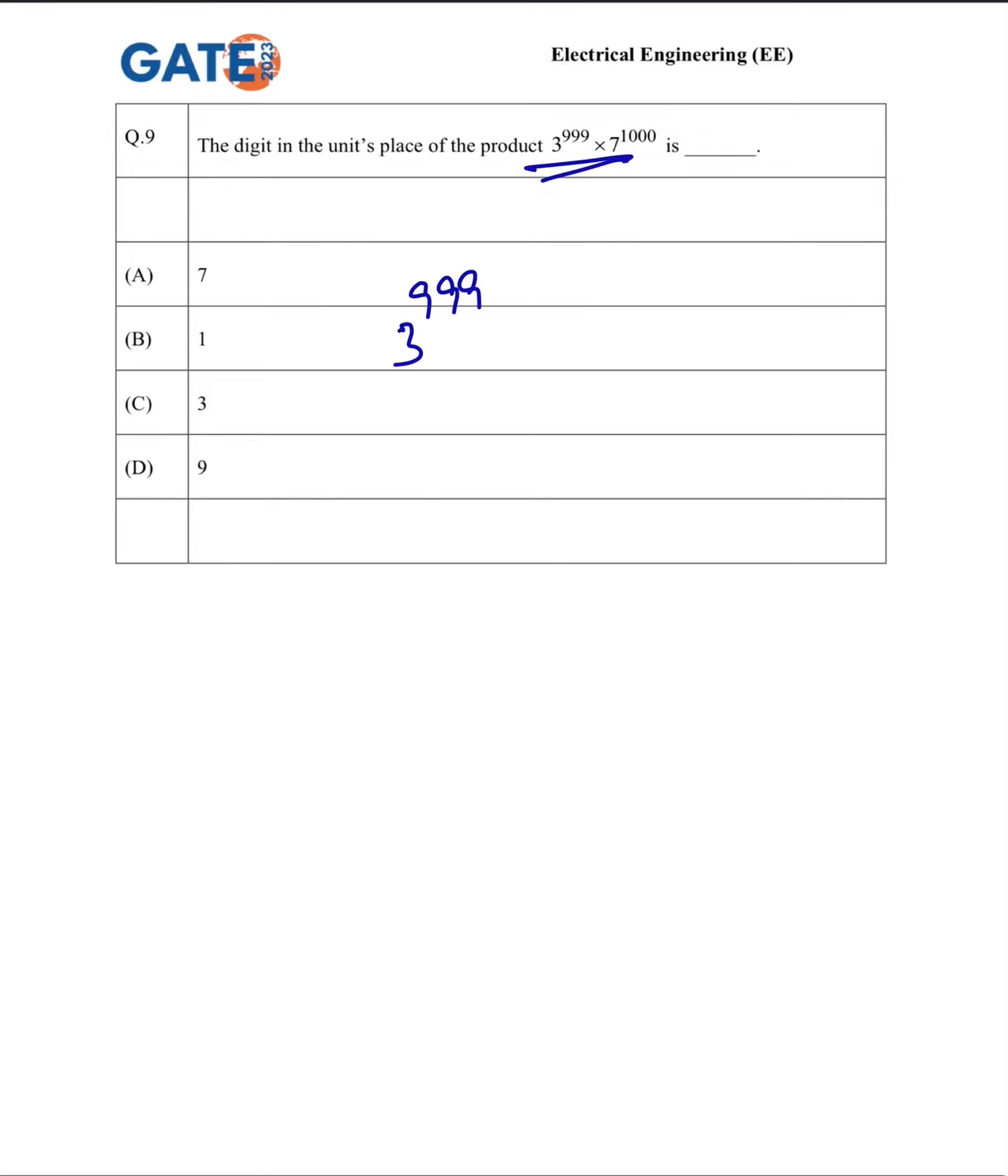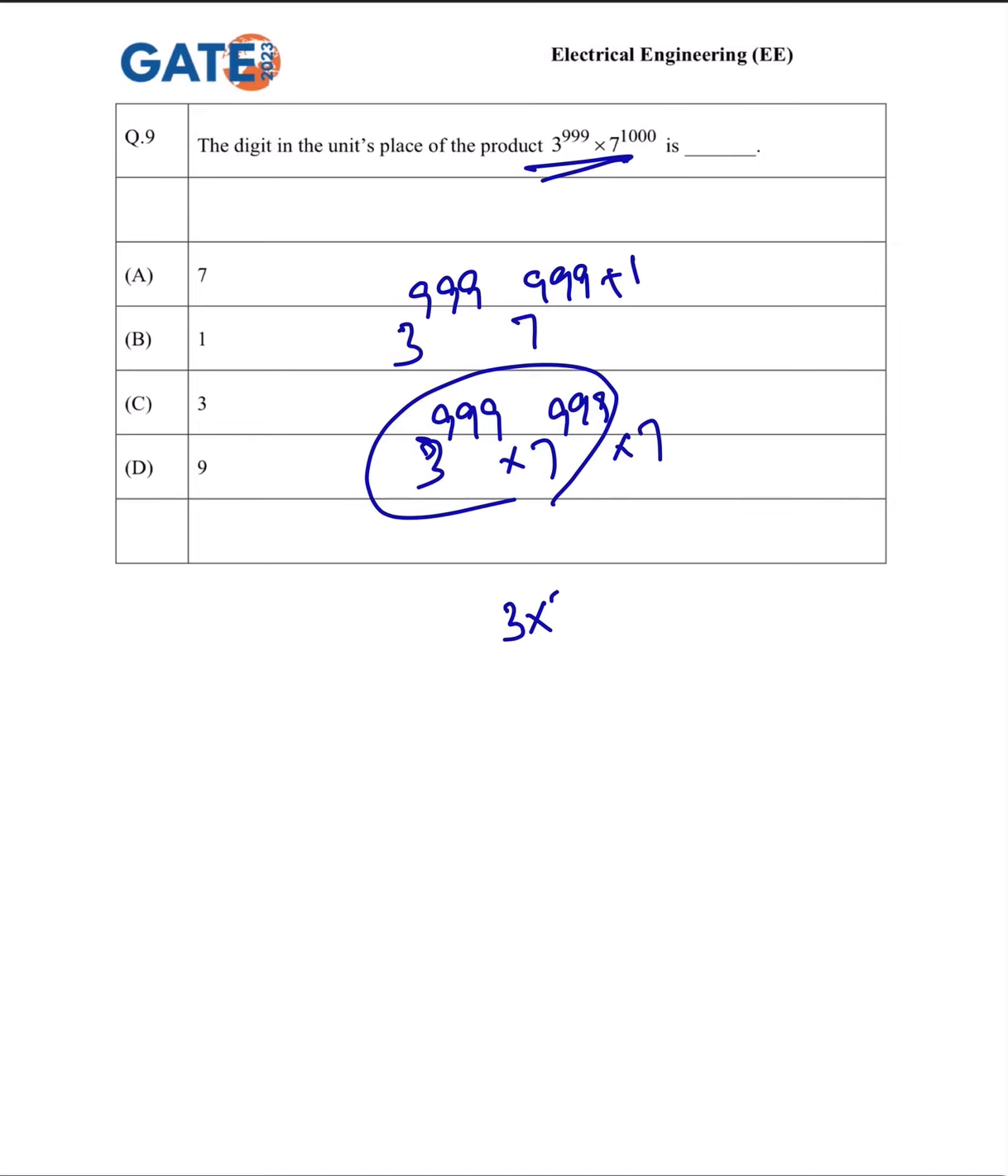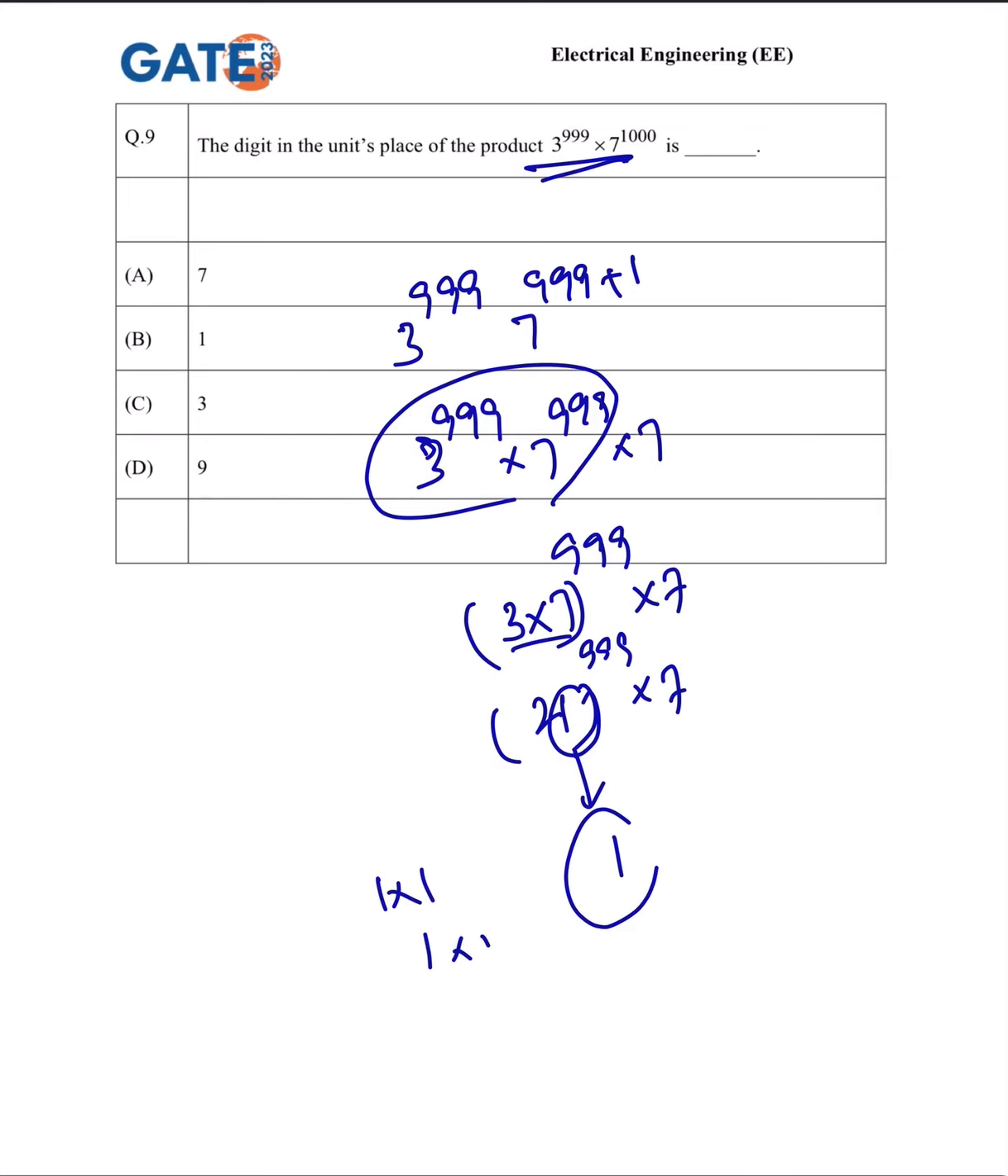See, 3 power 999, 7 power 999 plus 1. So 3 power 999 into 7 power 999 into 7. So this becomes 3 into 7 power 999 into 7. This is 21 power 999 into 7. So the one's digit is 1 because 1 into 1, 1, 1 into 1, so on, 1 into 7. 7 is the digit in the units place.